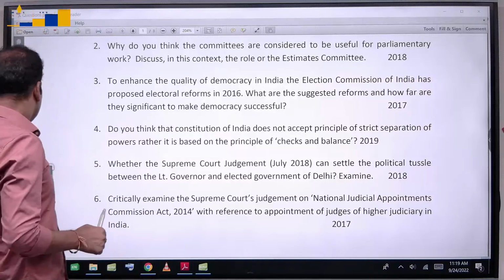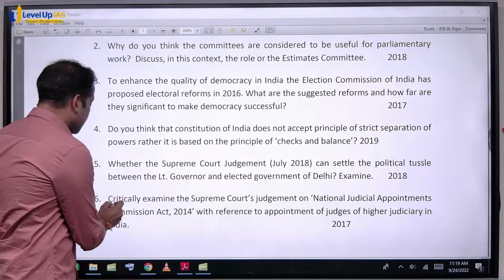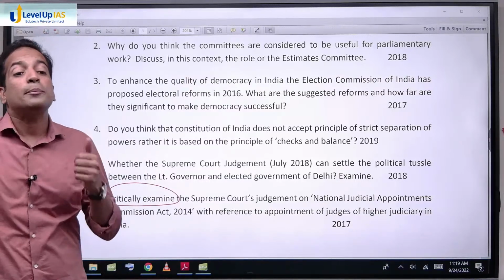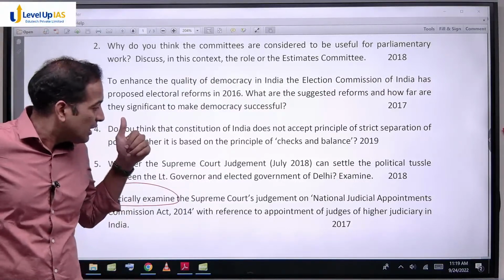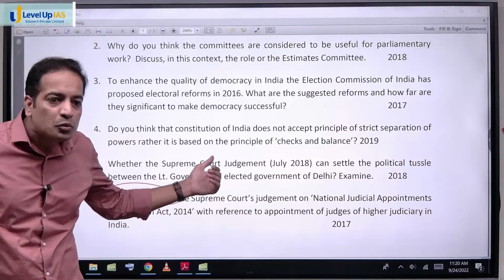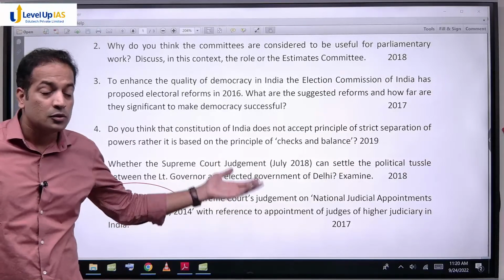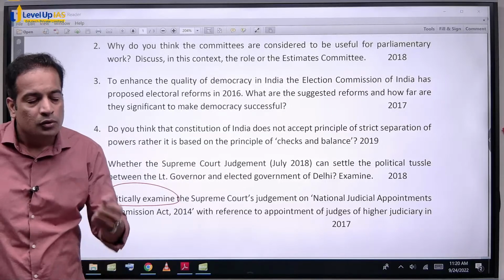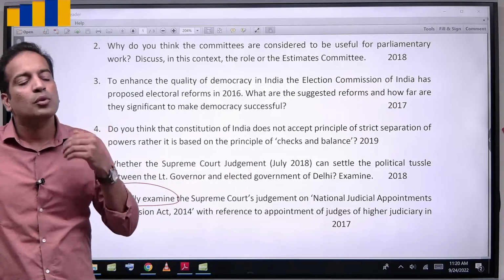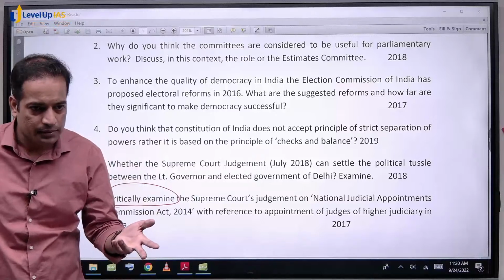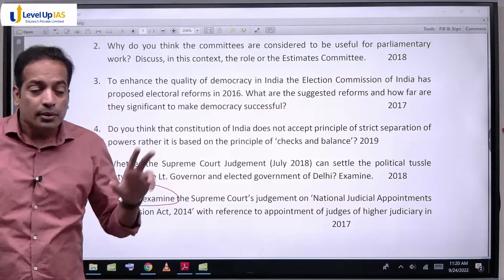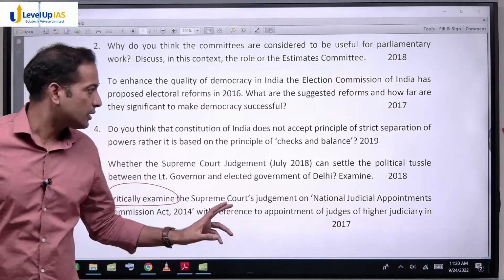So you see, when this term critically examine comes, there will naturally be a negative tilt to the question. So that is why you will be in a position to write more number of counter arguments. This will be natural to the question's demand. Just you look at it.